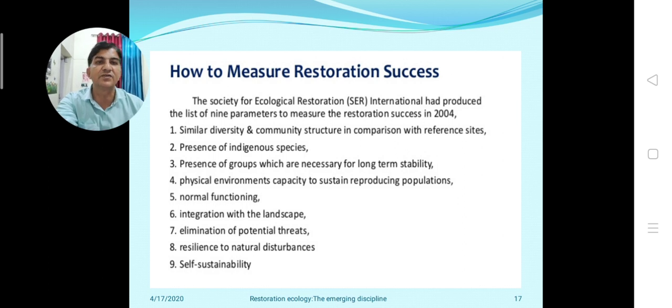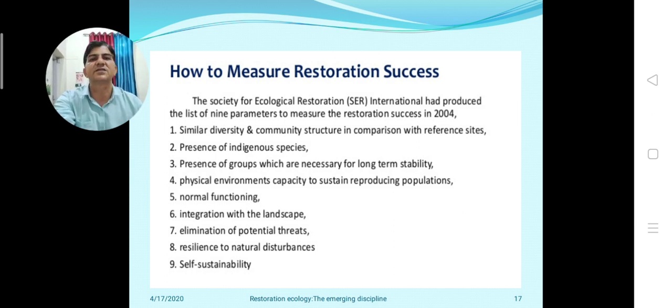Another is presence of groups which are necessary for long-term stability. Another is the physical environment's capacity to sustain reproducing populations. Then normal functioning, integration with the landscape, and elimination of potential threats. Once you have eliminated the threats which are hampering the growth of your ecosystem, habitat or community, you are just about to achieve your goal. Then resilience to natural disturbances. The ecosystem should be resilient, because in ecosystem stability there is resistance and resilience. Once the ecosystem has the power of resilience, it can regain itself on its own. That means the ecosystem is healthy.